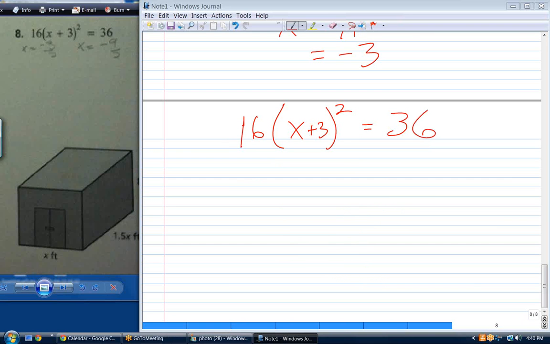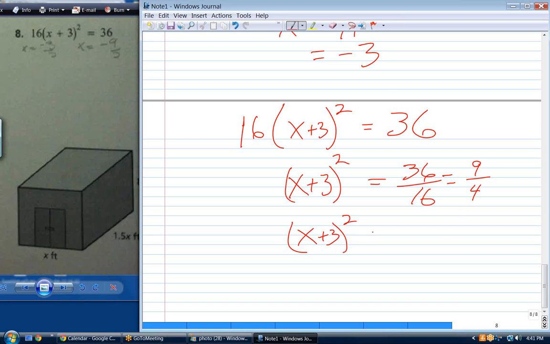What's the first step here? Divide by 16. Yes, leaving behind... In other words, our goal is always to try to isolate x. So we whittle it down. What is this? 36 divided by 16, which is the same as 9 divided by 4. Okay. So now we've got x plus 3 quantity squared equals 9 divided by 4. Now what's the next step?